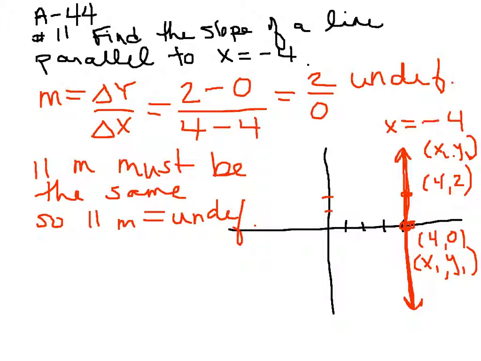And once again, guys, any vertical line I draw is going to be, in fact, parallel to that other vertical line. And both of them have an undefined slope. All right, let's go ahead and do the next one.